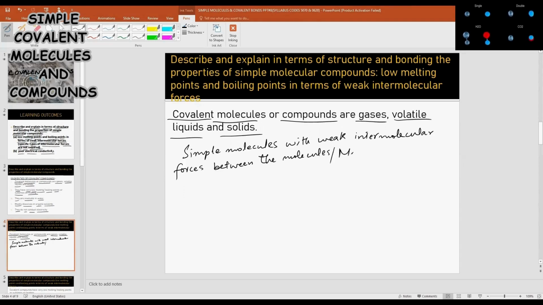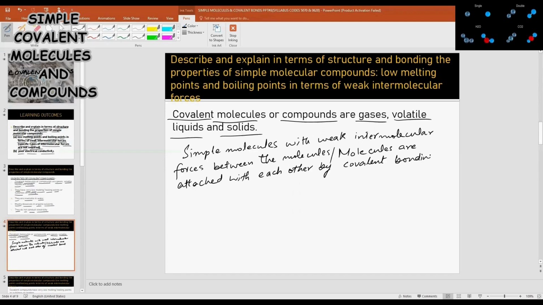We can even write that molecules are attached with each other by covalent bonding, and a small amount of energy is needed to break the force.